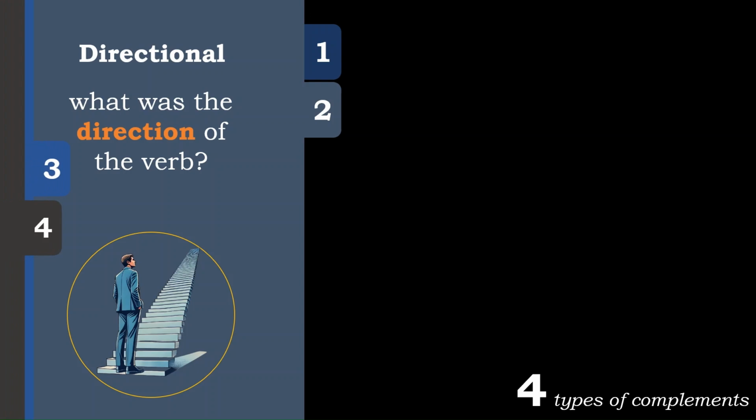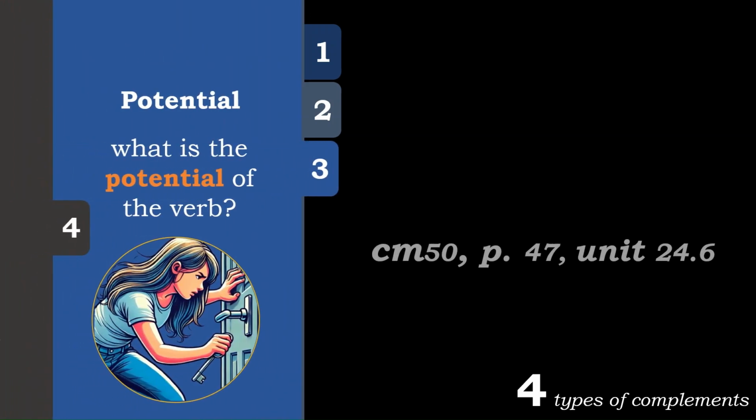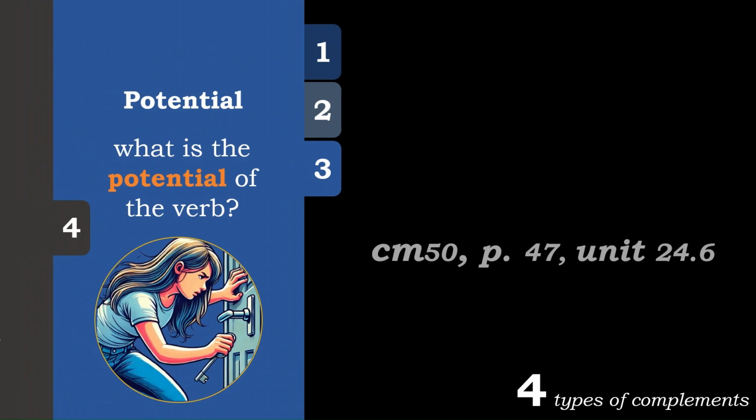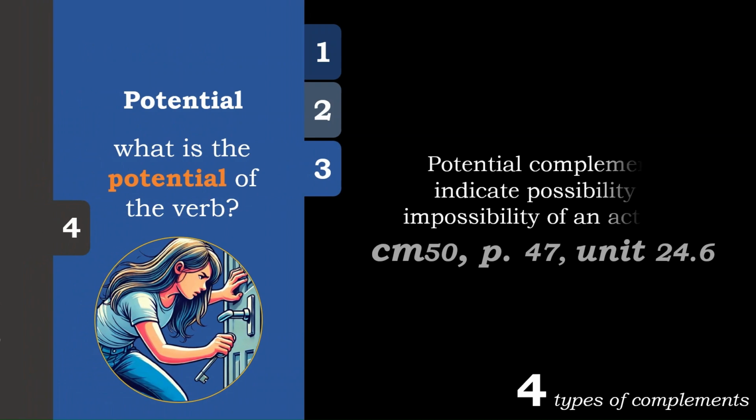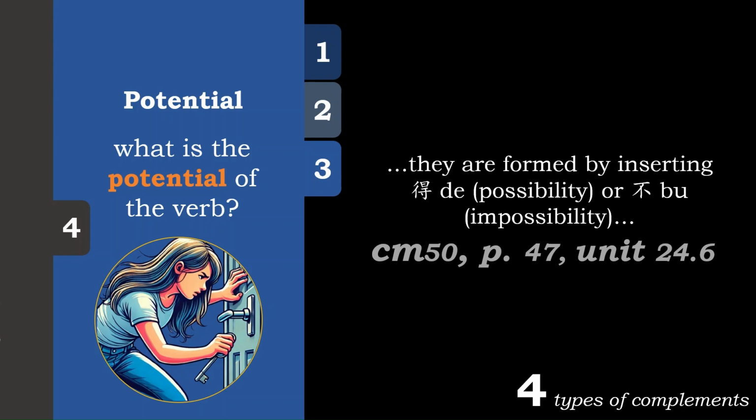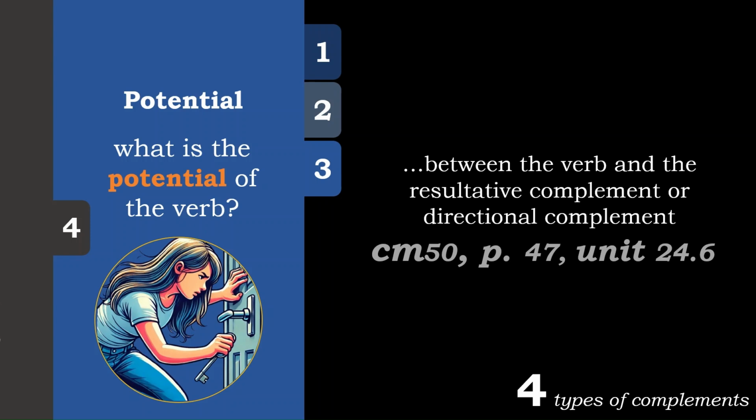So, those are directional complements, both simple and compound, which provide additional information by answering the question, what was the direction of the verb? Now, the third type of complement is the potential complement, answering the question, what is the potential of the verb? So, potential complements indicate possibility or impossibility of an action, and they are formed by inserting the possibility or 不 impossibility between the verb and the resultative complement or directional complement.